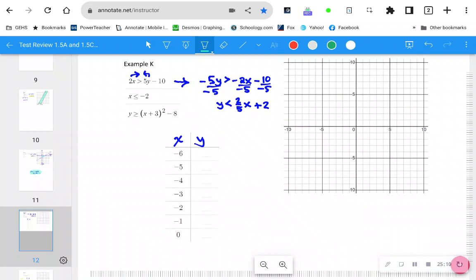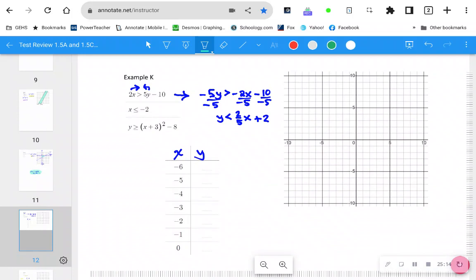Okay, you paused the video and you're back, and that's good. And we're going to graph this one. It's got a diagonal line. Maybe you can see that this one has an X and a Y in it, so that means we're dealing with a diagonal line. We've done millions of those, so let's go ahead and find the y-intercept of 2 and count out a slope of 2/5.